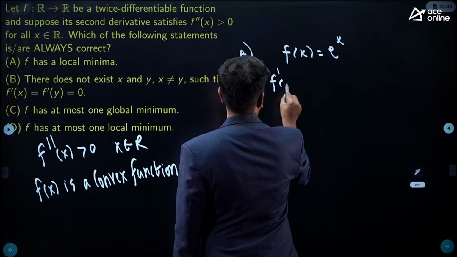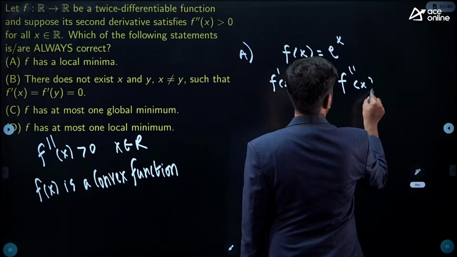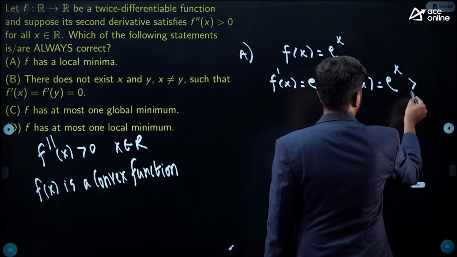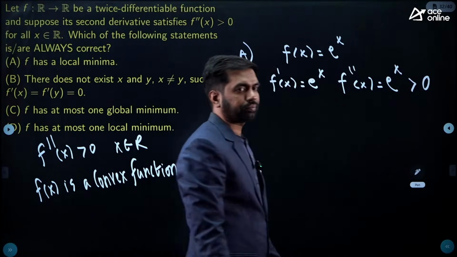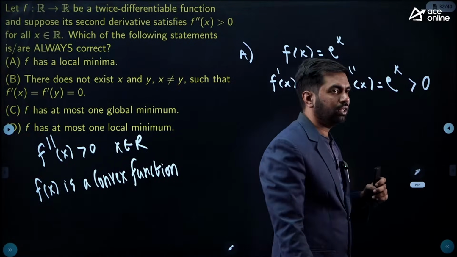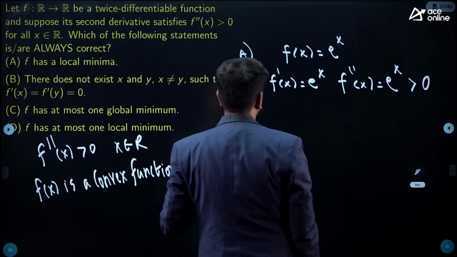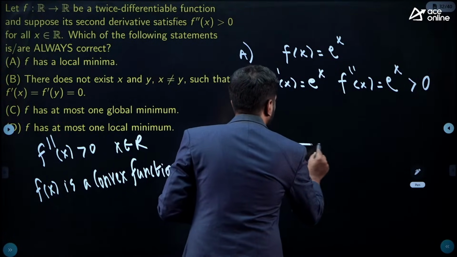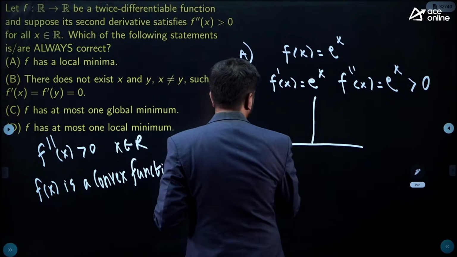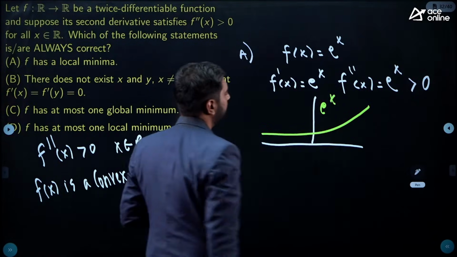If you look at f dash, it is e power x. If you look at f double dash, it is also e power x. Clearly, e power x is always greater than 0, for all real numbers. Yes or no? So that means this is a best fit in the discussion. Do you know how to draw the graph of e power x? When you look at the graph of e power x, it is like this. This is the graph of e power x.